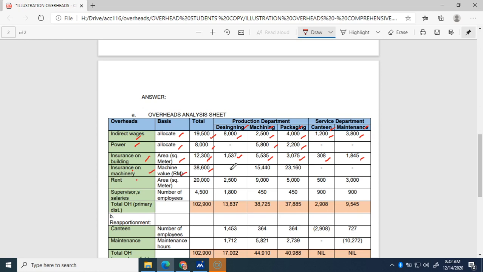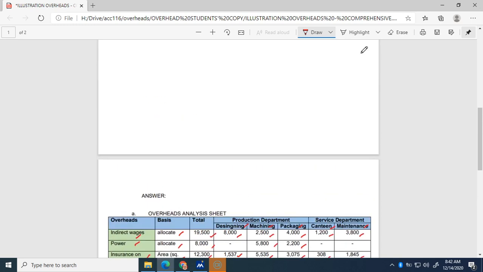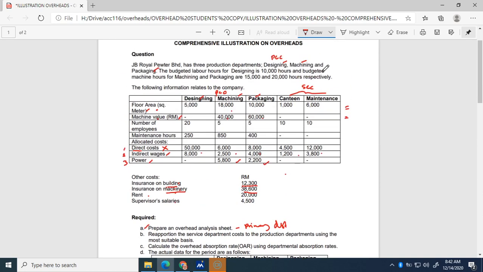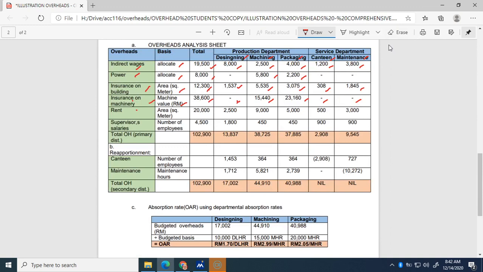By using machinery value, we have 15,440. Okay, so this one no, this one is no, this one is no. Okay, no value for machine for the other three departments. Okay, packaging, we have 60 over 100 divided by 38,600. Okay, we get 23,160.